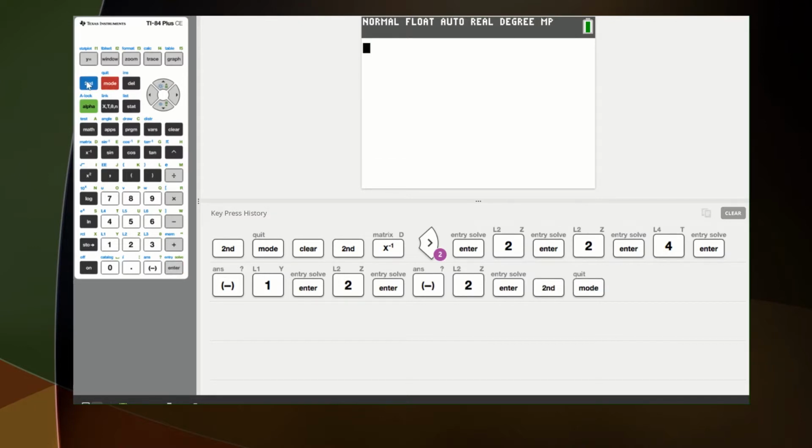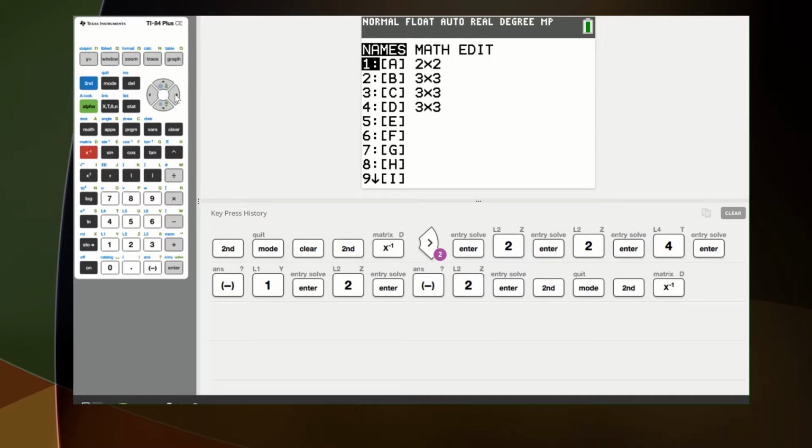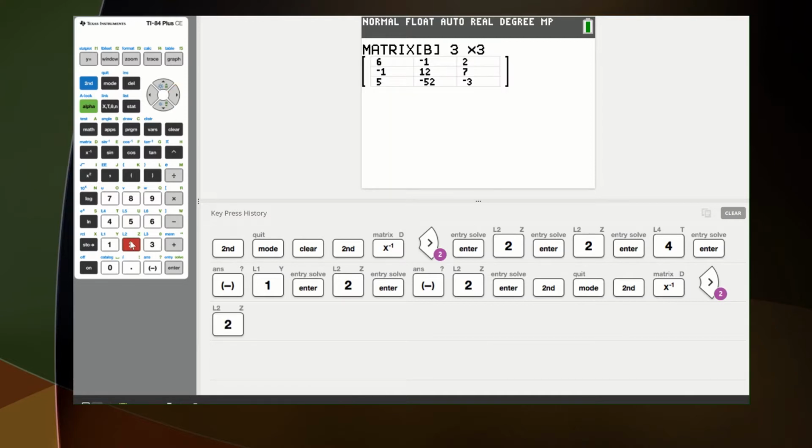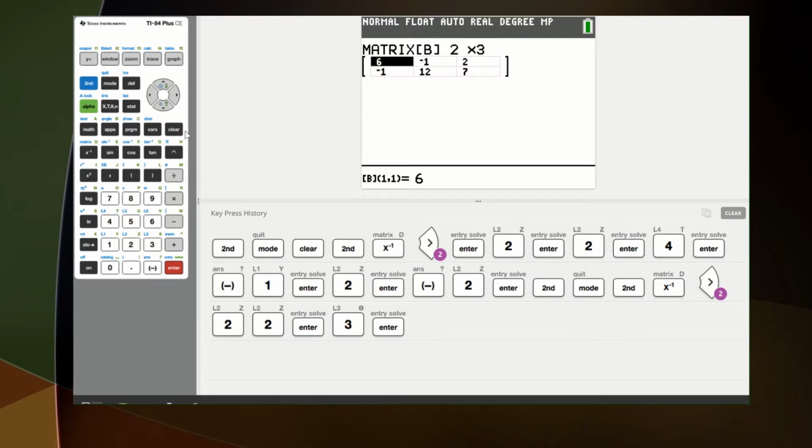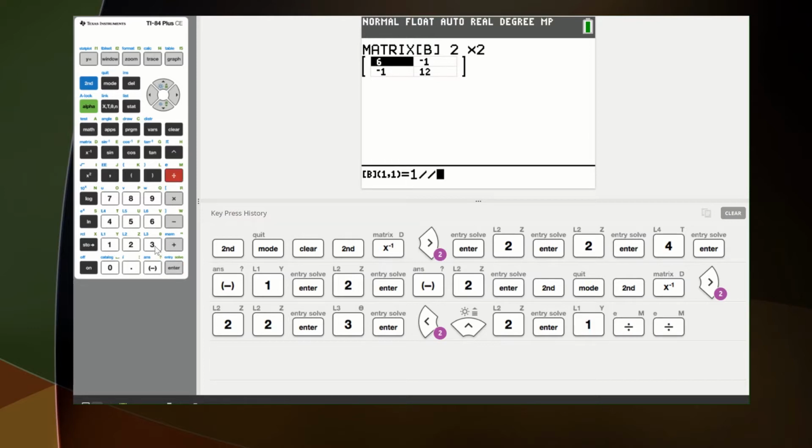I've done matrix A, but I'm going back into matrix again, second matrix, going to edit. And this time I'm going to choose option 2, which is matrix B. And again, I've got to change it from my previous work to a 2 by 2. And let's see. Oh, need to go back. 2 by 2. All right, so that matrix is 1/3.